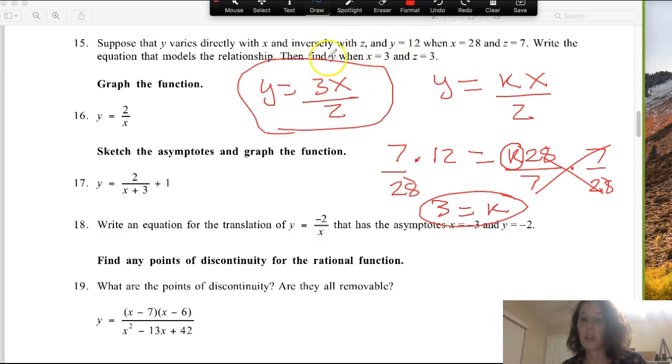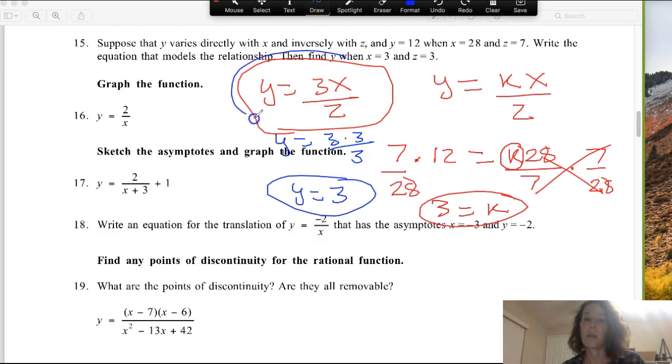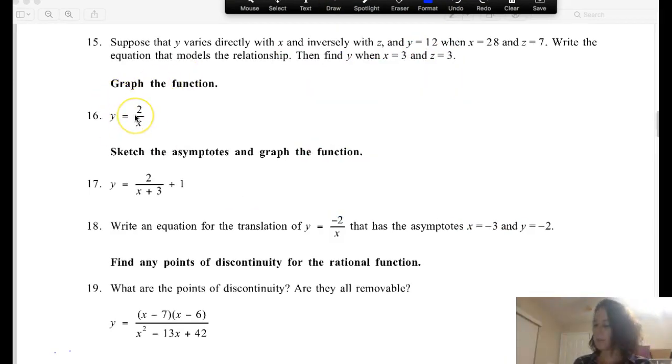Now I'm going to go ahead and figure out Y if X is 3. So I'm going to plug in 3 for X. And I'm going to go Y equals 3 times 3, and Z is 3, so 3 over 3. So 3 times 3 is 9. And 9 divided by 3 is 3. So Y is going to equal 3 when that happens. So here I have a function, and here I have the solution when X is 3 and Z is 3. Y is also 3.